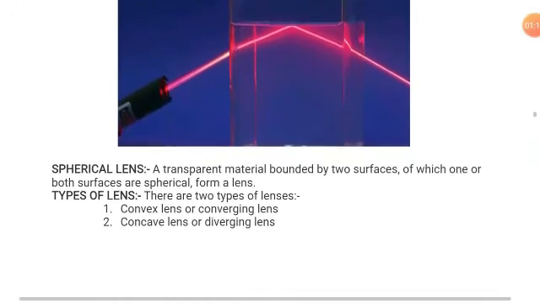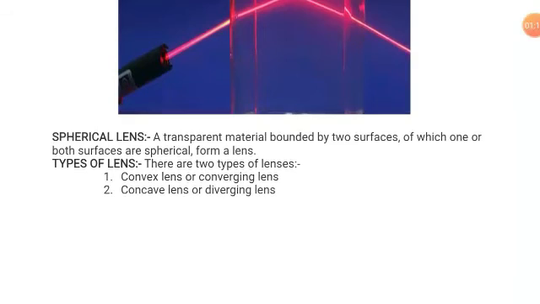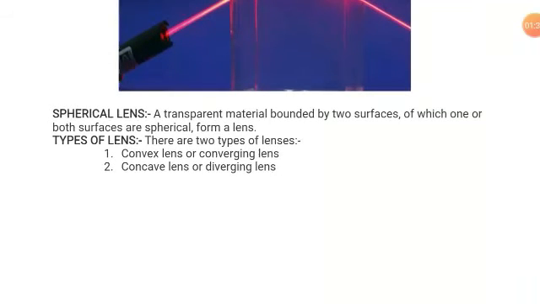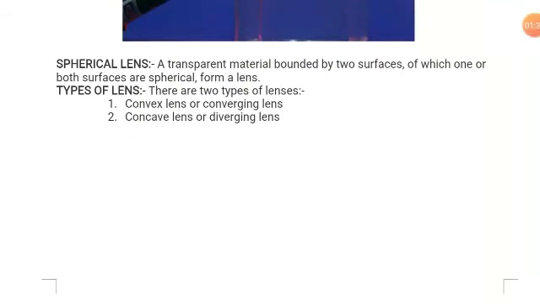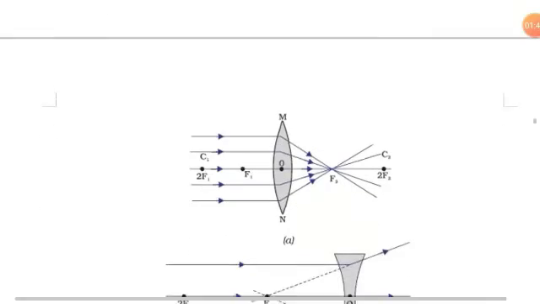To understand more about refraction, we have to understand the lens. As for understanding reflection, we learned about the mirror. In the same way, to study refraction, we have to study the lens. A transparent material bounded by two surfaces, of which one or both surfaces are spherical, forms a lens. There are two types of lenses: convex lenses, meaning converging lenses, and concave lenses, meaning diverging lenses.